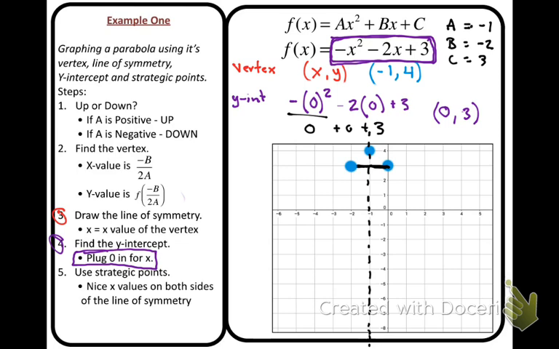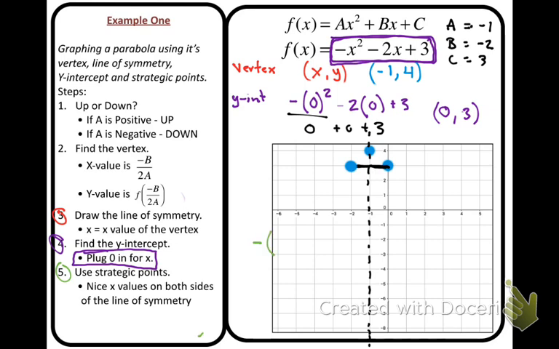And now our last step, strategic points. So we want to choose an x value that's fairly close to or within the data that we already have. If I'm looking, I already have a value for negative 2, I have a value for negative 1, I have a value for 0, so we can't use those. I'm going to pick the easiest one that I can think of. I can choose negative 3, or I can choose 1. I'm going to choose to plug in 1 for my strategic point. If I plug in 1 here, it'll give me the y value of the coordinate of where this parabola should be. So I'm going to plug in 1.